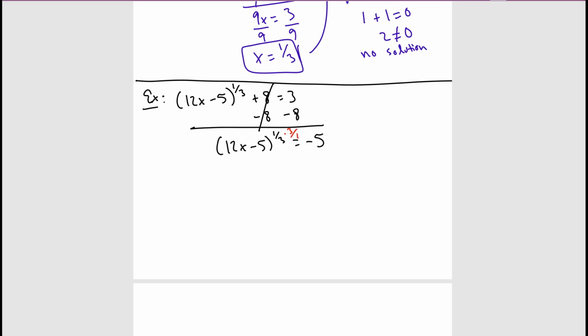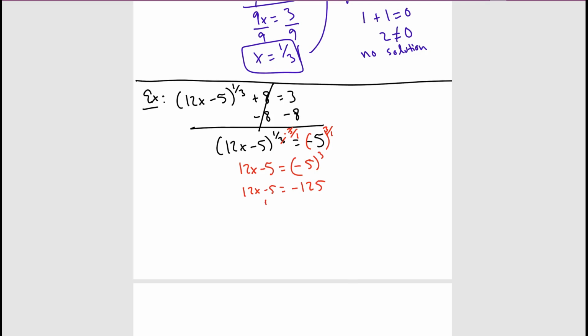That's the opposite. And remember, it's on the exponent, so it's going to be 3 over 1. So this is going to cancel each other out, and I'm left with 12x minus 5 is equal to -5 to the 3. So I'm going to have 12x minus 5.